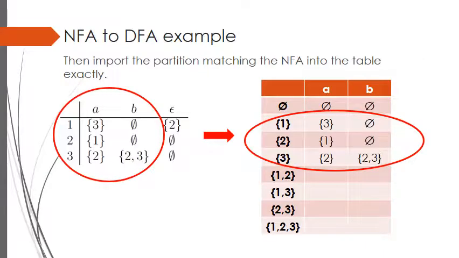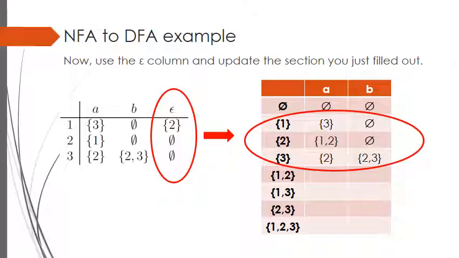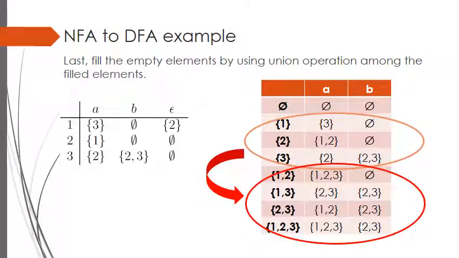Then import the part matching the NFA into the table exactly. Ignore the epsilon column in this section. Now use the epsilon column and update the section you just filled out. Here, since there is an epsilon transition to state 2 from state 1, add 2 wherever you see 1 in the table on the right. Last, fill the empty elements by using the union operation among the filled elements.